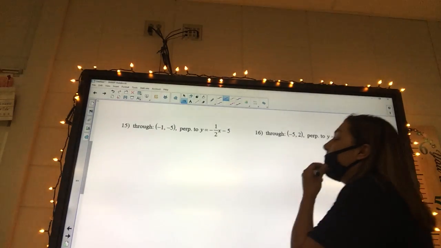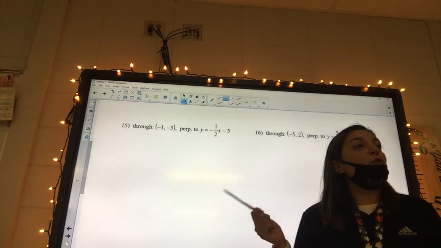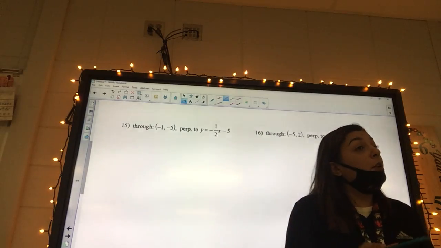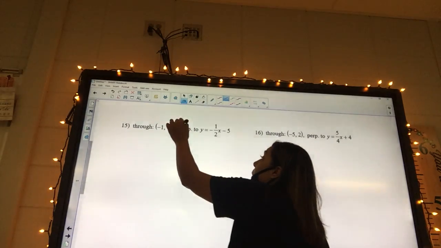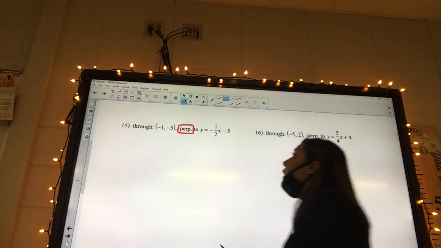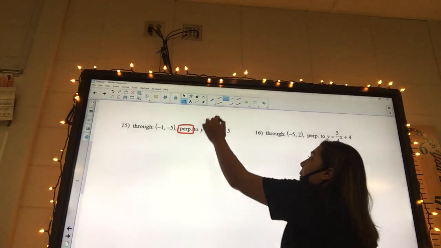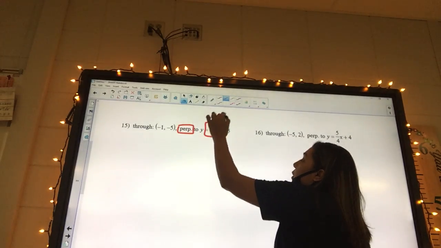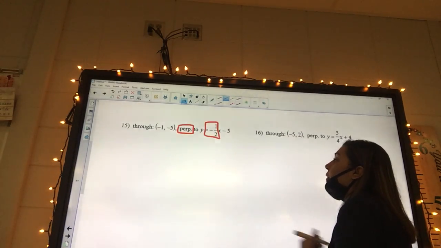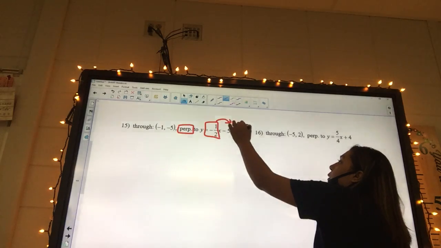Okay, 15. You have to pay attention when you guys are doing these. Don't just run through them. Pay attention if it's telling you parallel or perpendicular. So this one is perpendicular. That's what perp means. So what do we do with the perpendicular slopes? We flip. Right now it's negative 1 over 2. So what's going to be the new fraction? Positive 2 over 1.